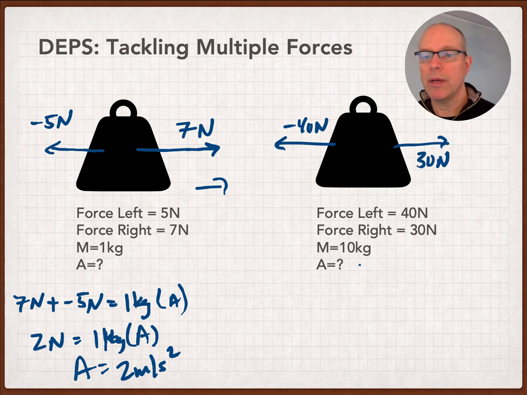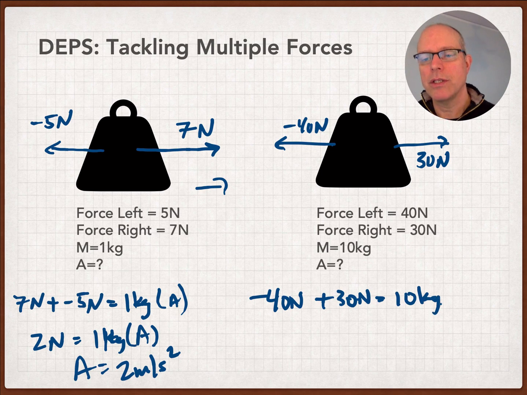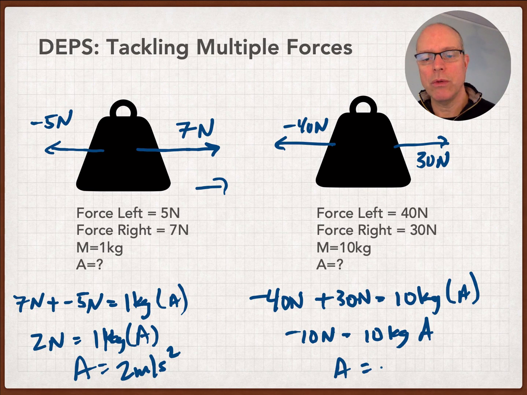M equals 10 kilograms. Just go ahead and do the steps. Add up all the forces equals m times a. So minus 40 newtons plus 30 equals m, so 10 kilograms, times my a. Do the math over here, and I get minus 10 newtons equals 10 kilograms times a. And then that means that a turns out to equal, this time, negative 1, right? Meters per second per second.